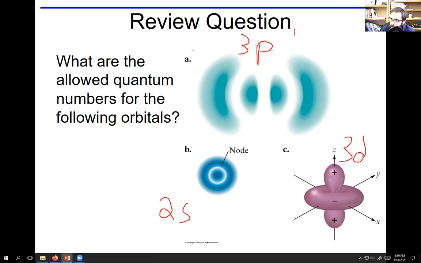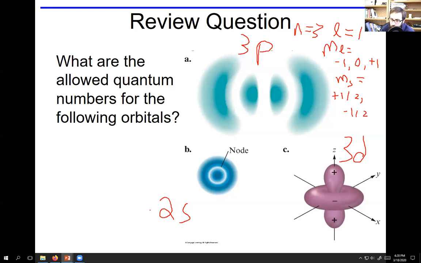Allowed quantum numbers would be, for the 3p, n equals 3. A p is L equals 1, and that can have m sub L of -1, 0, and +1. The allowed m sub S quantum numbers are always +1/2 and -1/2.